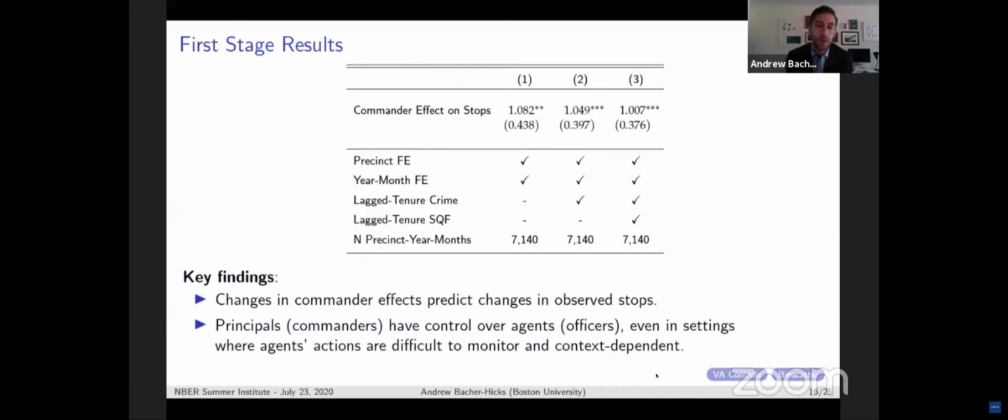And I sort of motivated this before, but if you think about this in a principal-agent framework, it suggests that commanders, or principals, do indeed have some level of control over the agents, or officers, who are actually the ones on the ground doing these stops. The commanders themselves are not the ones doing the stops. And this preference for high stops seems to translate across different precincts or different contexts.